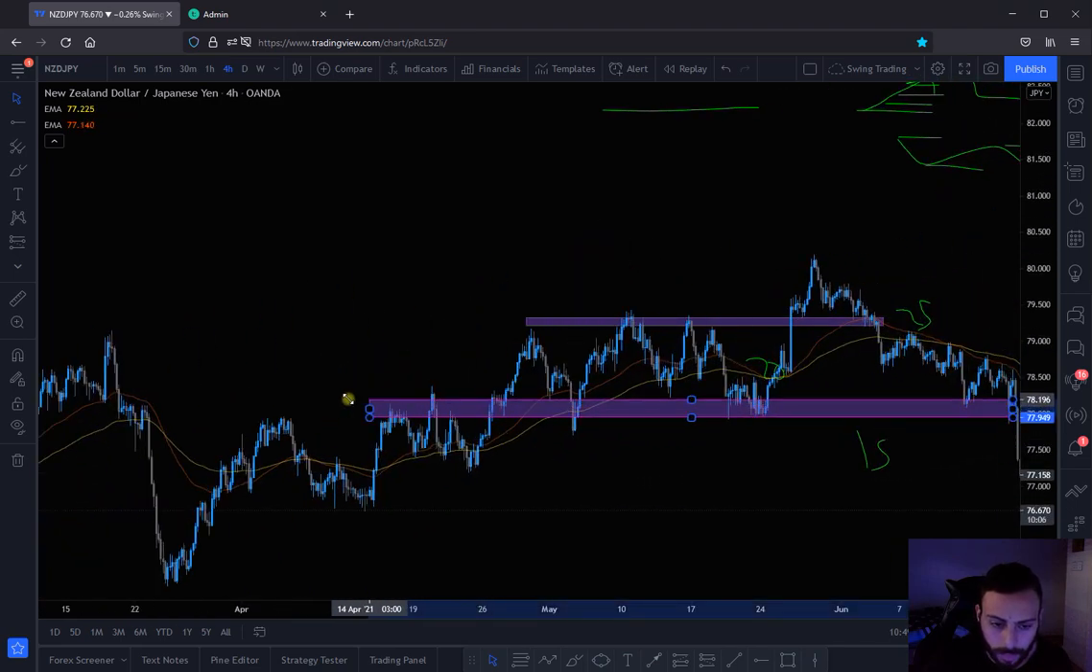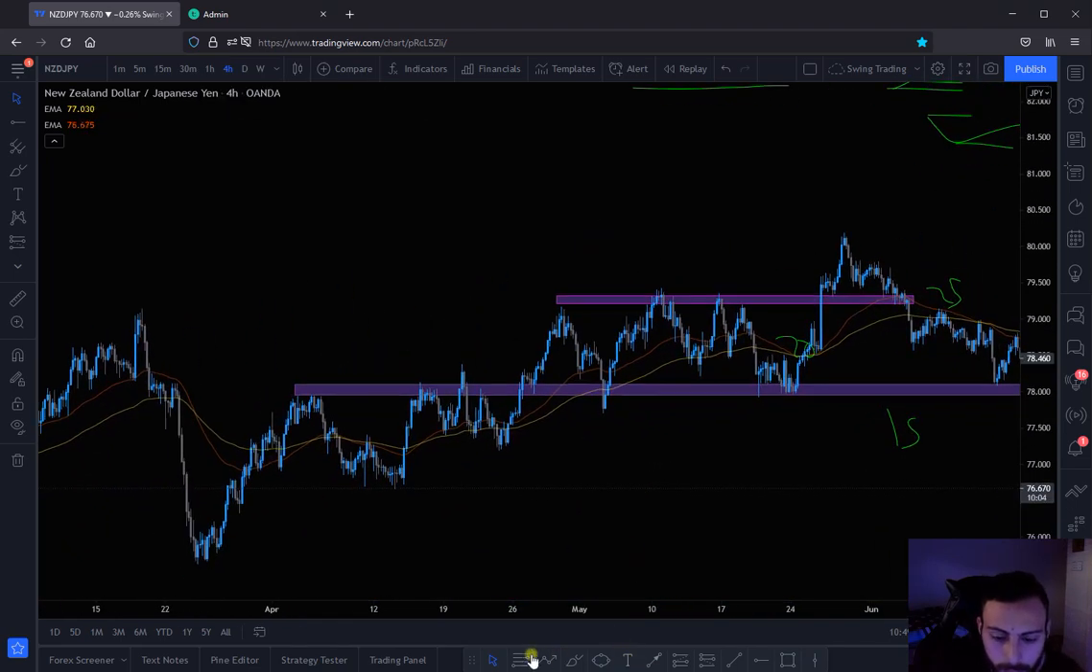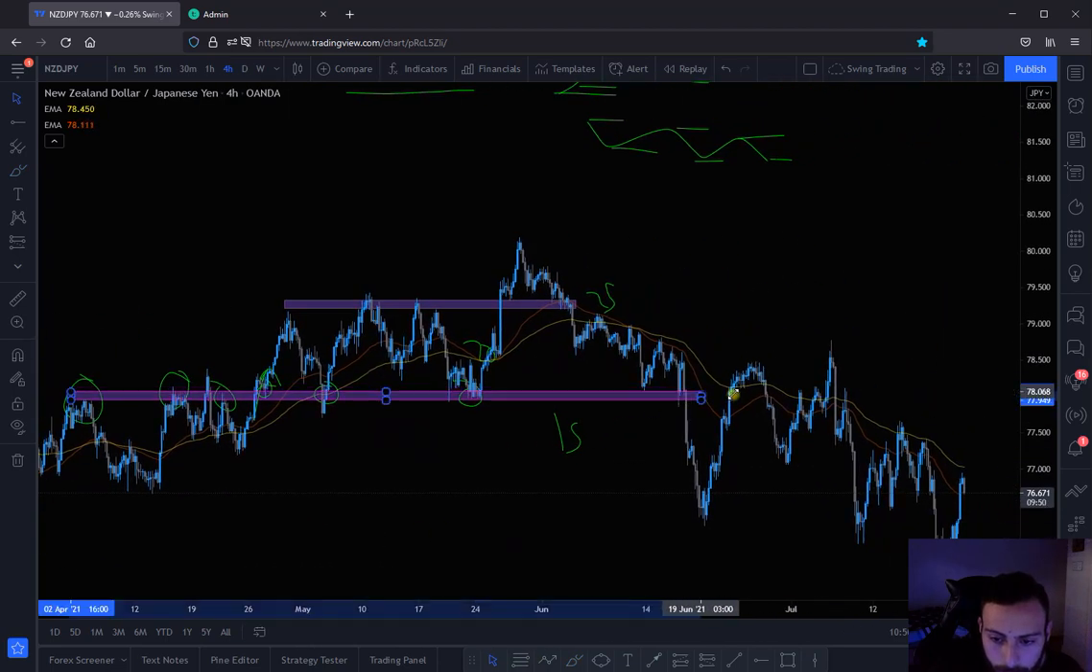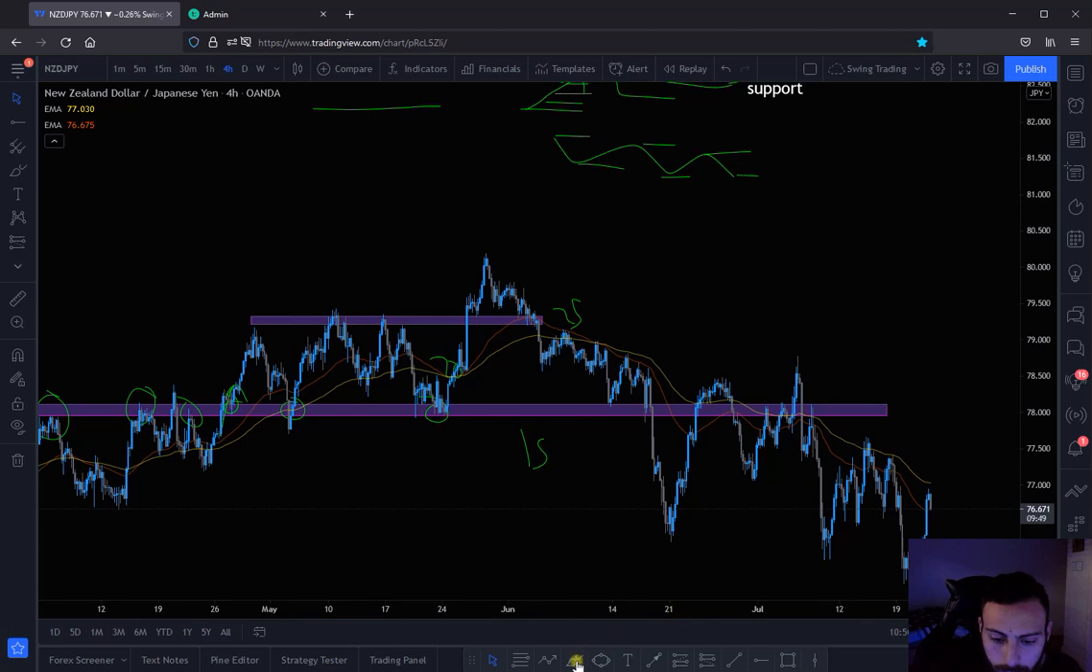So, this is one example here. This acted like a resistance, and then once it got broken through, it acted as a support. You see that? Quite simple. Maybe this is another example here. So it acts as a support, resistance. Okay. Old support becomes new resistance. Old resistance becomes new support.